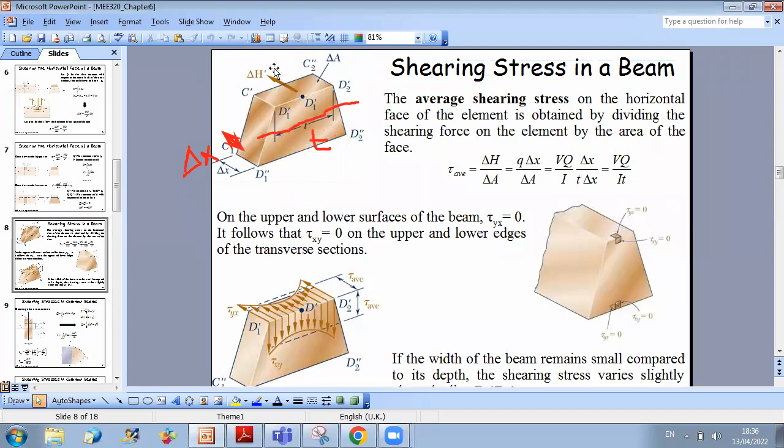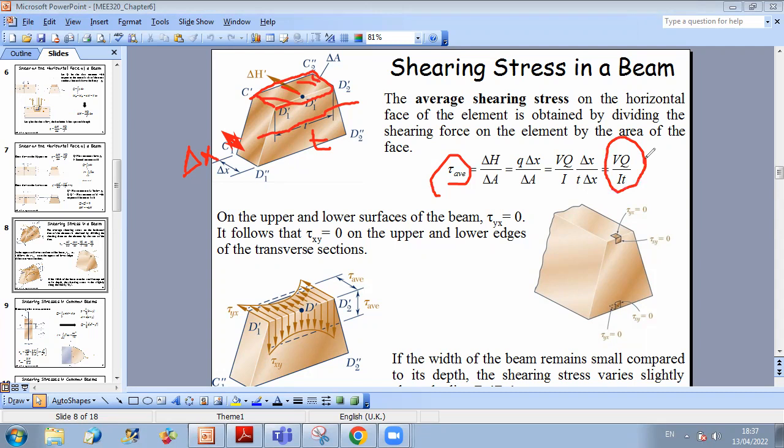So here, if you take the bottom part, you have delta H prime opposite to delta H acting on this area. And this area has a width of delta X and the thickness of T. So delta A is T times delta X. And this is the area over which the force is acting. So the shearing stress, the average value of shear stress, can be calculated as delta H over delta A, replacing delta H by its value, which is Q delta X, and delta A by T delta X. I can find that tau, the average stress developed in this section, is VQ over IT.